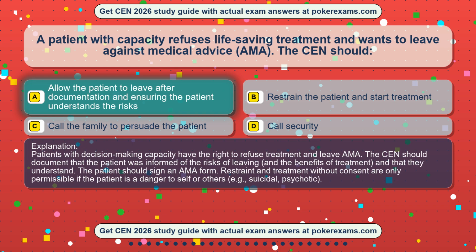Patients with decision-making capacity have the right to refuse treatment and leave AMA. The CEN should document that the patient was informed of the risks of leaving and the benefits of treatment, and that they understand. The patient should sign an AMA form. Restraint and treatment without consent are only permissible if the patient is a danger to self or others, e.g., suicidal, psychotic.